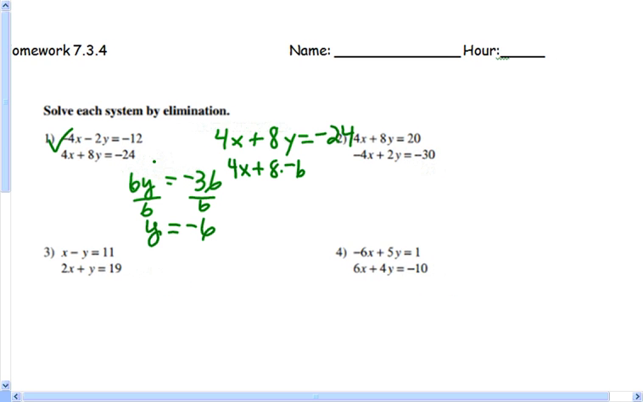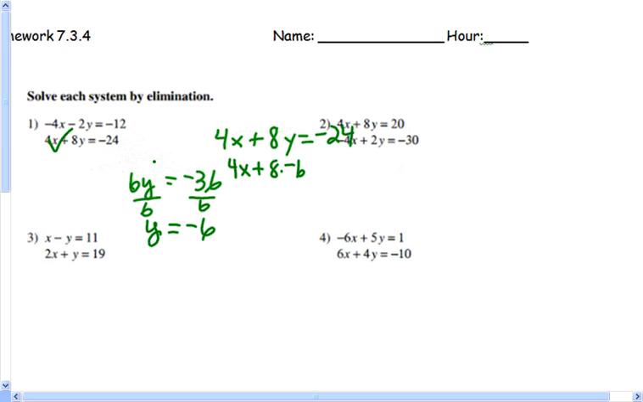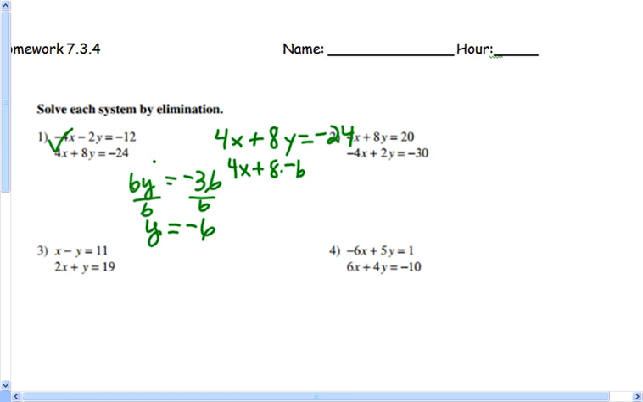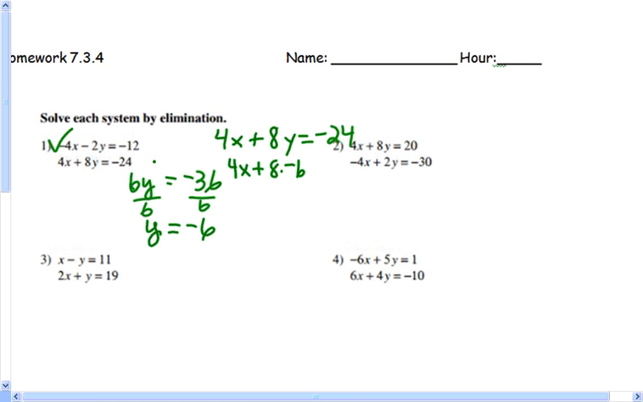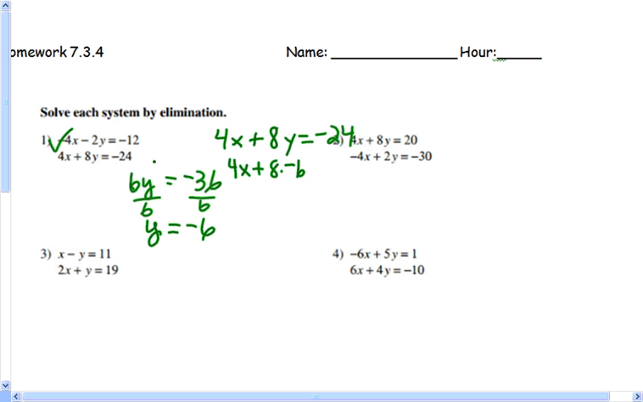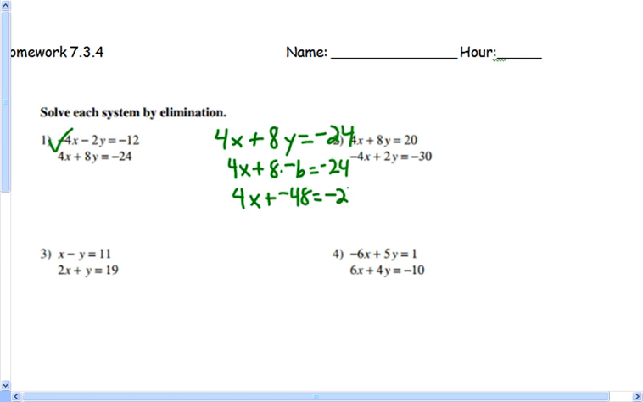Let's move this over. And so now we have 4x plus negative 48 is equal to negative 24. Then we can just add 48 to both sides. And we get 4x is equal to 24. x is equal to 6. And so now we know x is equal to 6 and y is equal to negative 6.